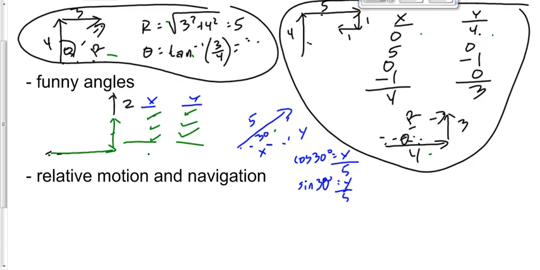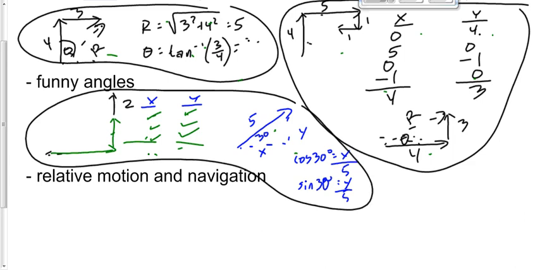We start off with the easy question where we just solve for r and theta. Here we have a harder question, get x and y, solve for r and theta. Here we have an even harder question, get the components, then get x and y, and then solve for r and theta. But it kind of logically flows from one type of problem to the next. Talk about relative motion and navigation. Same type of vector analysis here.